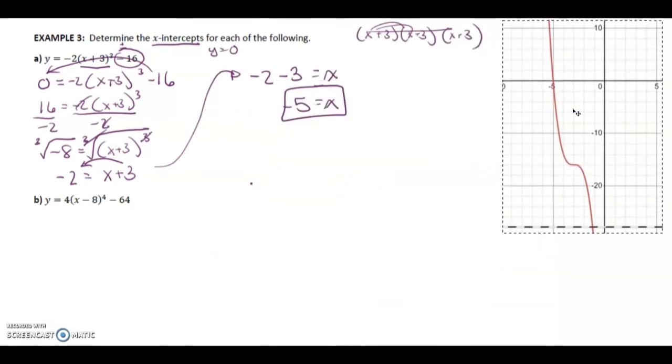Okay, so this graph does only go through the x-axis at one point, which is right here, -5, and then the squiggle happens here. The point, I shouldn't call it a squiggle, I should call it a point of inflection happens here. Right? Point of inflection from going concave up to concave down.